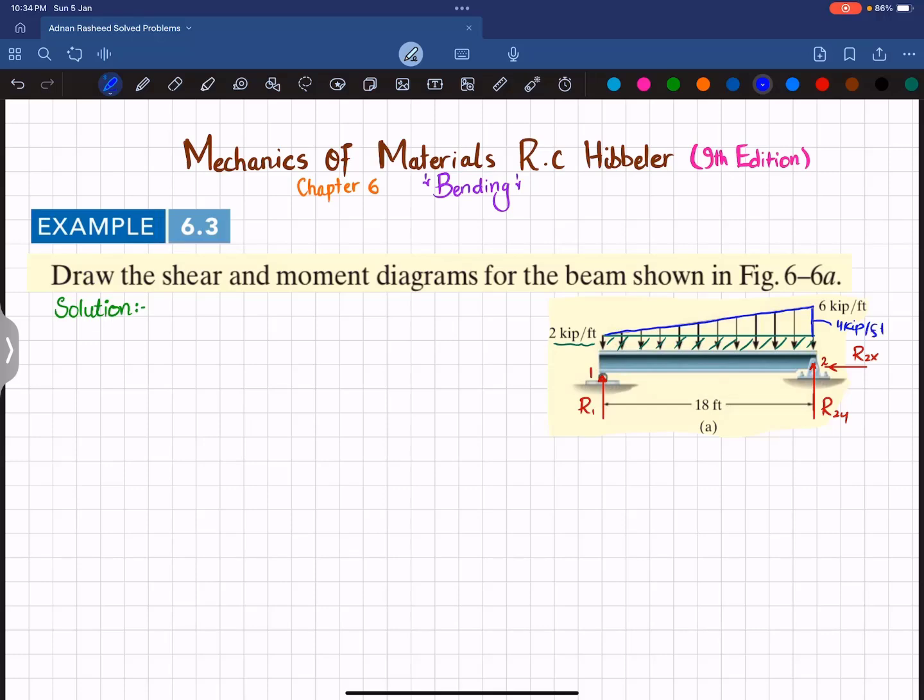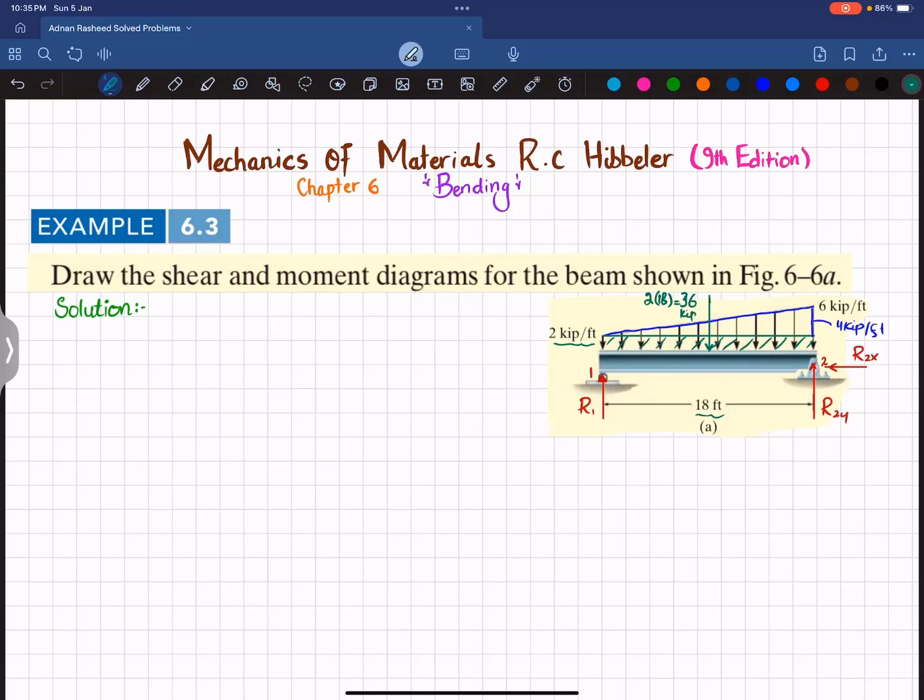Okay, and again we will convert this distributed load into a point load. It will act at the middle, and its magnitude will be equal to 2 multiplied by the length over which it acts, which is 18, not 8, 18. So 2 into 18 is 36. This is a 36 kip load.